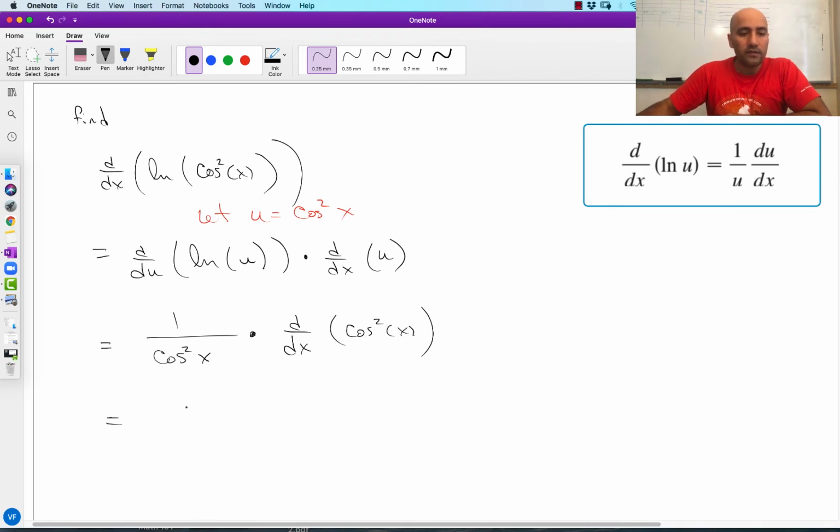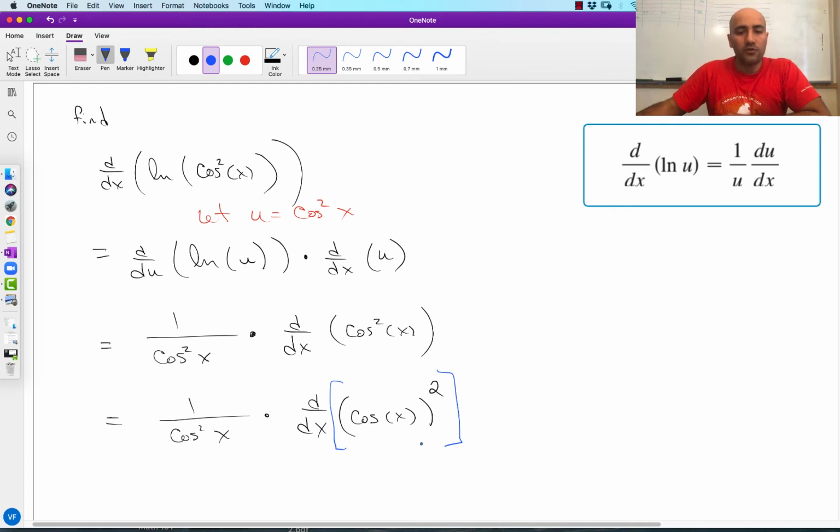So this is equal to 1 over cosine squared x times, and then remember that this is the same thing as cosine of x raised to the power of 2, right? We're squaring the whole cosine. This is not to be confused with cosine of x squared. So this is the derivative with respect to x of this entire thing.